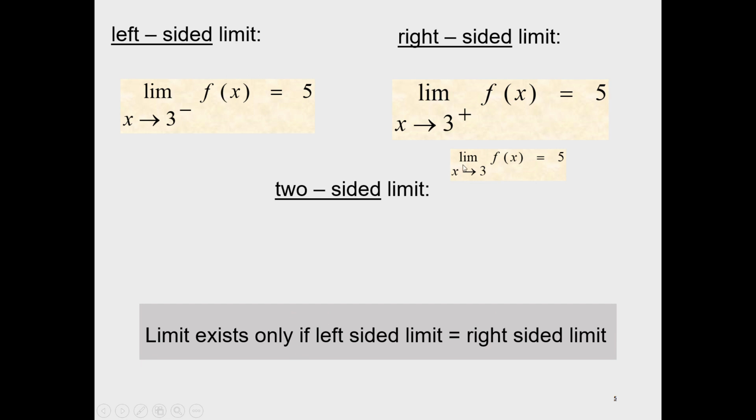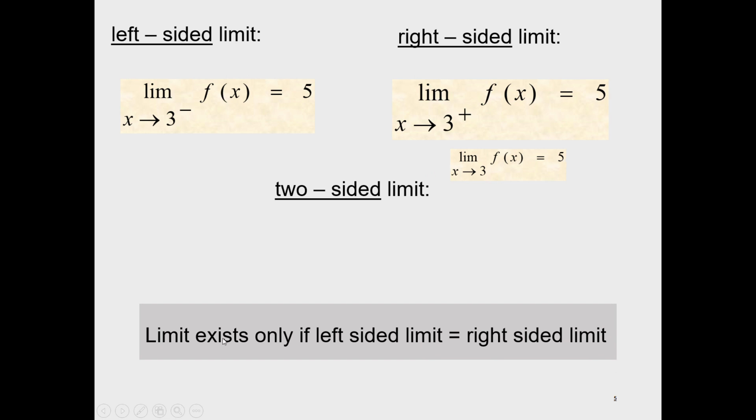So this means that from both sides, that is why it's two-sided. So x approaches 3 from both sides of f of x is equal to 5, right? So when you don't see a sign here, that means it's a two-sided limit. So this actually means that x approaches 3 from both sides of f of x is 5.